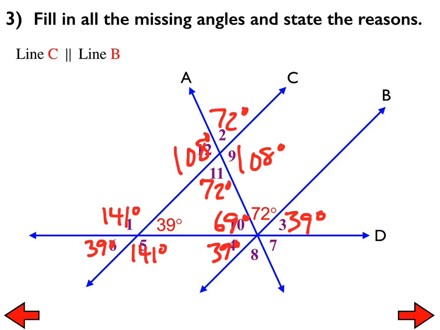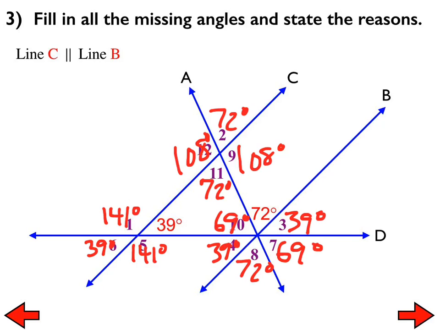And that should... oops, we still have angle 7 and angle 8. Angle 7 is obviously vertical to angle 10, and angle 8 is vertical to the 72-degree angle. And now the picture is complete.